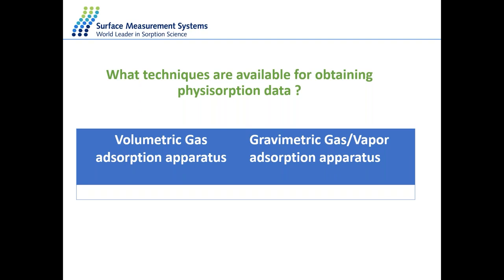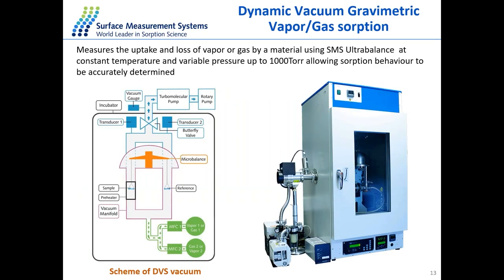I mean, the main difference between these two: in volumetric, we measure the pressure changes. Once you dose the gas or adsorptive of interest, like nitrogen, you wait for the pressure to equilibrate. And in the case of gravimetric, we actually continuously weigh the sample during changes in concentration of gas or vapors around the sample.